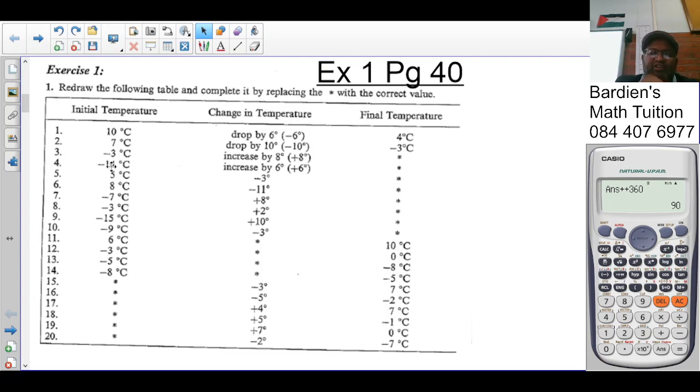Let's look at number 4. Negative 14, go on your number line. Negative 14 increased by 6. What does that mean? Plus 6, please. So that's negative 14 plus 6.